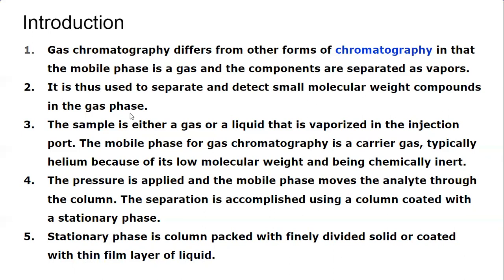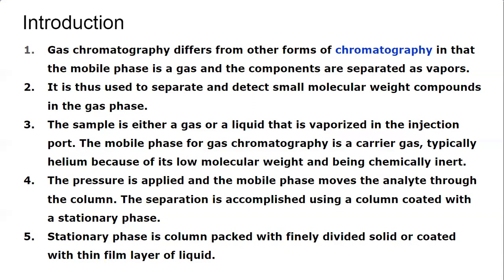Next, the sample is either a gas or a liquid that is vaporized. That means our sample may directly be a gas. For example, by using this technique we can identify the pollutants present in air pollution. The pollutants in air pollution are gases that exist in the gas state, so here we can analyze the gases directly. If you want to analyze liquids, you need to vaporize those liquids.